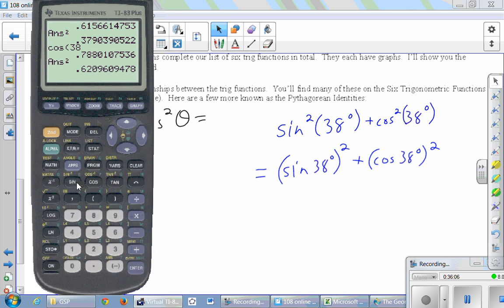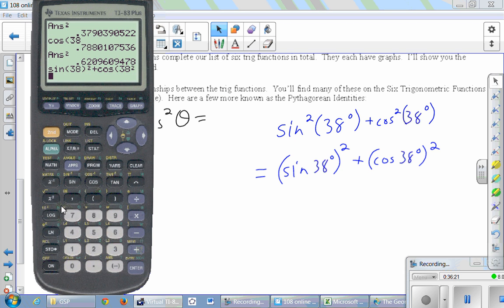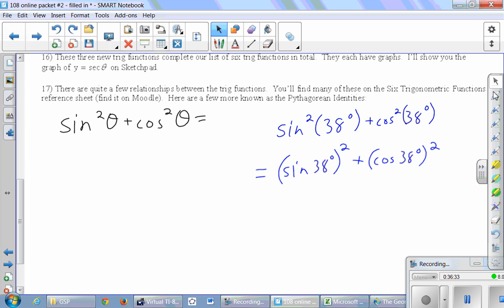So what does that mean? It's 0.999999. That's really close to a nice number. So how about we type this in one shot? So we'll do sine of 38 squared plus cosine of 38 squared. Nope, parentheses, squared. And the 0.99999 is actually 1, exactly 1, not a little less than 1, but really 1.